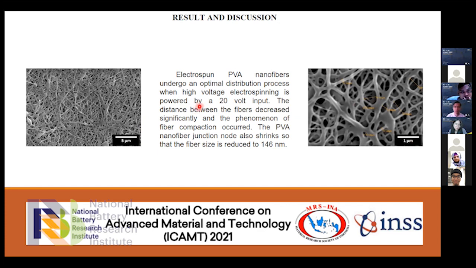And the next is the second sample, produced by 20 volts input voltage of the electrospinning. In the electrospun PVA nanofibers, the distance between the fibers decreased significantly. You can see less porosity, and the phenomenon of fiber compaction occurs. And also, the PVA nanofiber junction nodes are also strained, so that the fiber size is reduced to 146 nanometers.